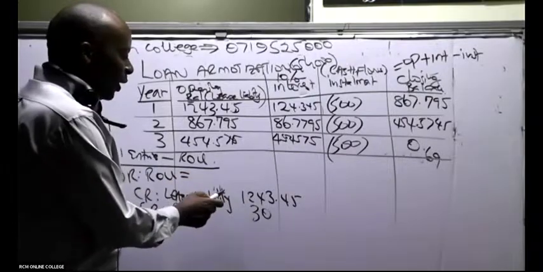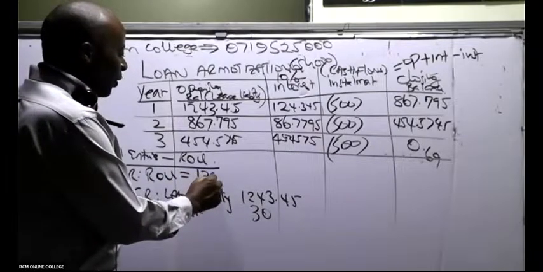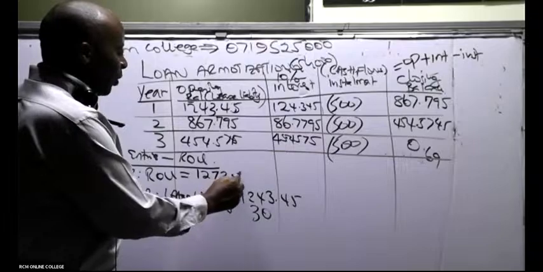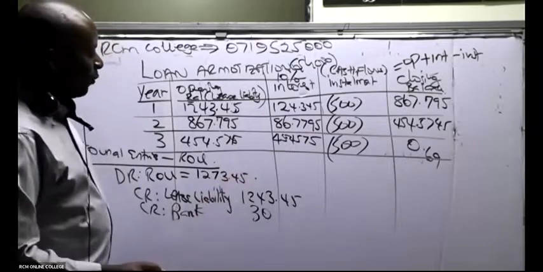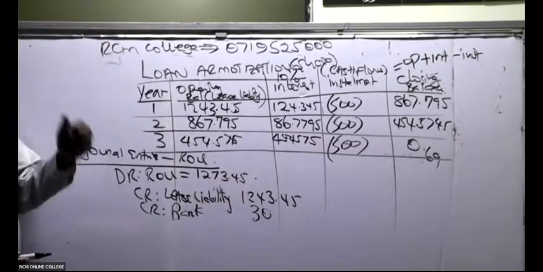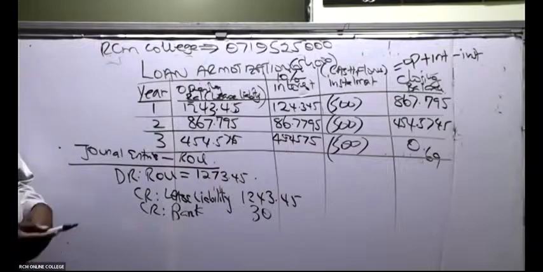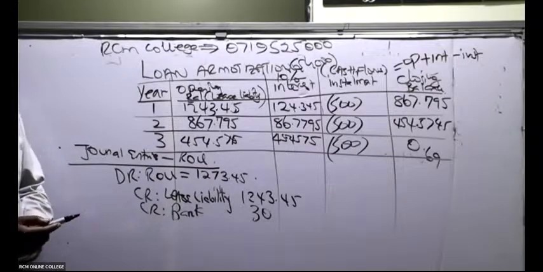So this is 1273. So the right of use is 1273.45, because you add the two.